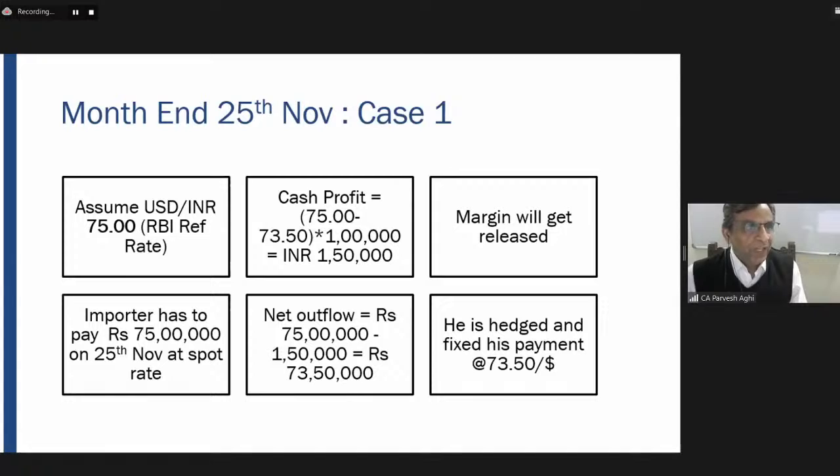But since he has got 1,50,000 as a gain from the stock market, his total outflow on account of this transaction will be 73,50,000. So he is hedged. That means he is paying 73.50 by taking the two transactions together. One outside the stock exchange, another through the stock exchange. Okay. Now this is the case when he makes a gain.